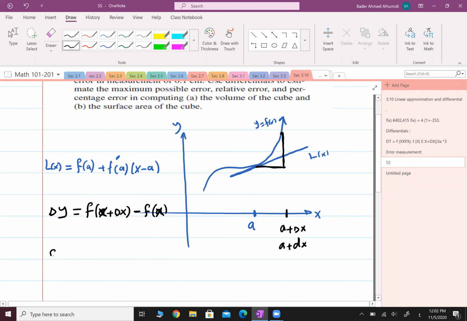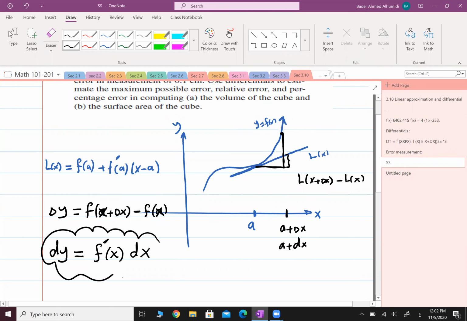There is an approximation for this. We call it dy. Now, what is dy? This difference here is L of x plus delta x minus L of x. In other words, we are approximating the function by L, so we are approximating the increment of y by using L. We call it the differential. This is exactly equal to f prime of x multiplied by dx. This is called the differential of the function f of x. We can use it always to estimate the delta y quantity.